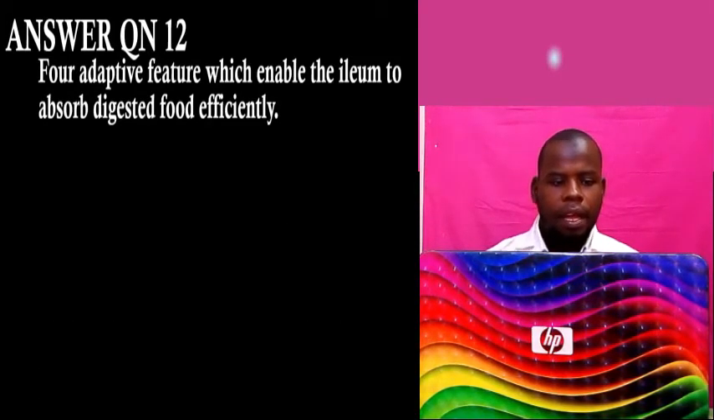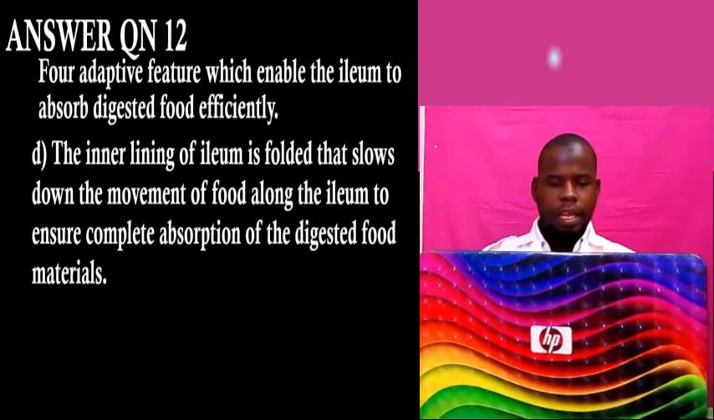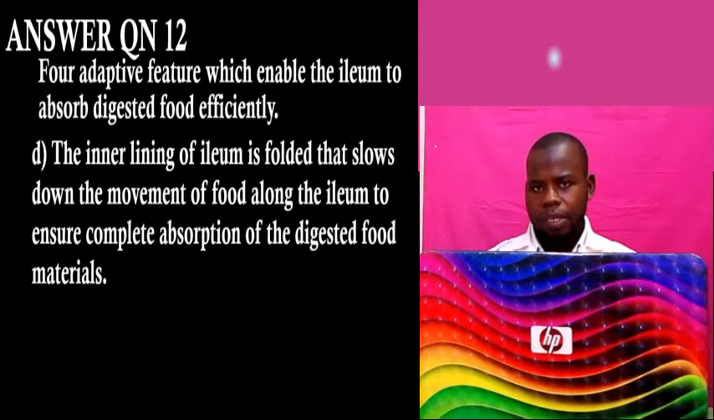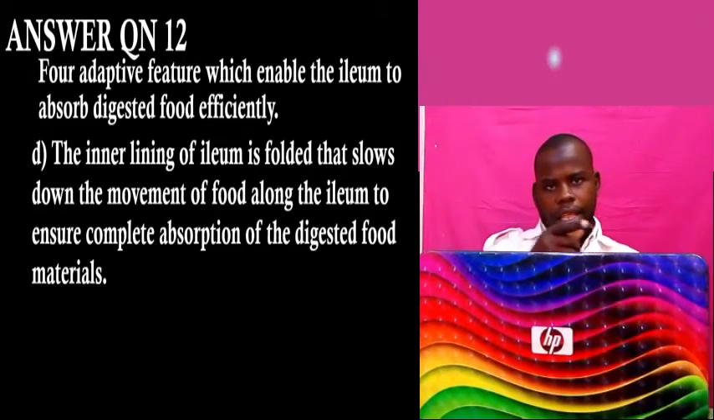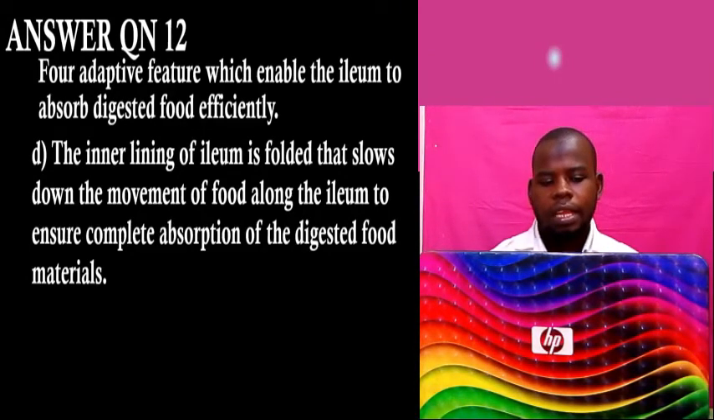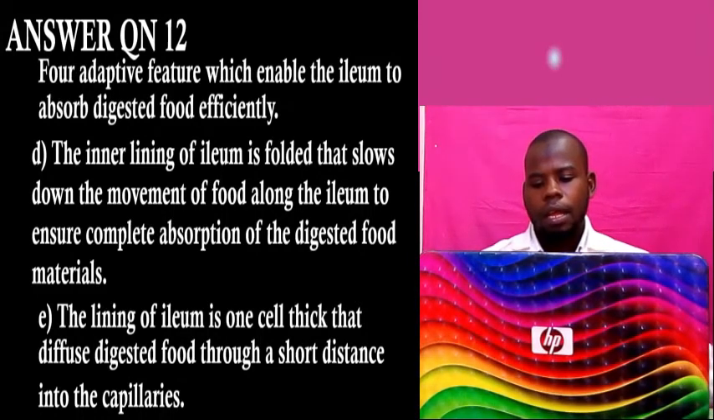That is number 3. Another adaptive feature: the inner lining of the ileum is folded, to ensure complete absorption of the digested food. The food has slow movement, so at the end of the ileum there will be complete absorption of the digested food materials. And the last feature: the lining of the ileum is one cell thick, to diffuse digested food through a short distance into the capillaries. Those are adaptive features of the ileum which support it to perform absorption efficiently.